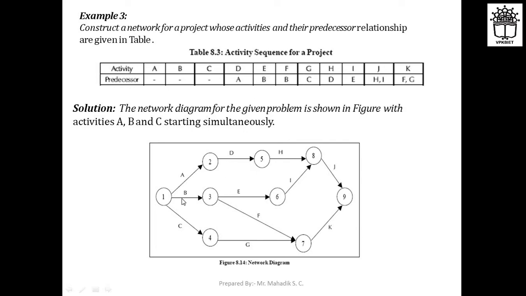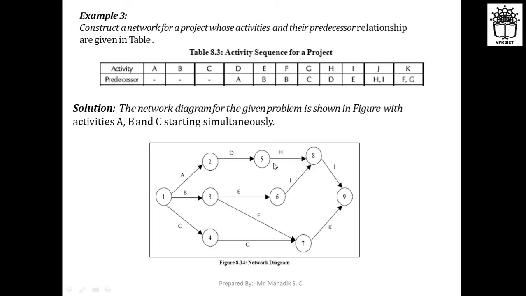For E there will be B, so from the third event you can take the E activity. For F again there will be B, so from 3 again you can take the activity. For G it will be C, like this. For H it will be D. D is here, so you can take the H activity from this. For I there will be E, so from E you can take I. Then for J there will be H and I, so that's why I is coming towards event 8. So for J it will be H and I.